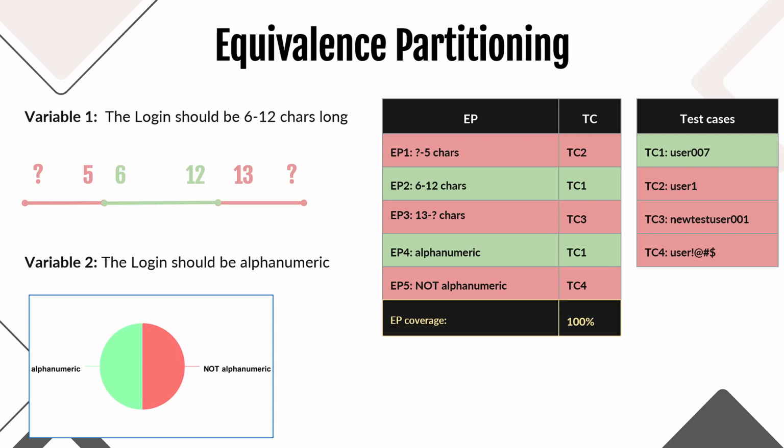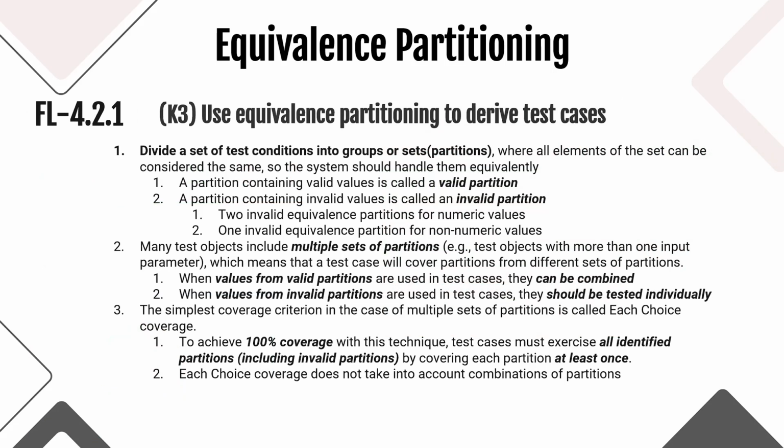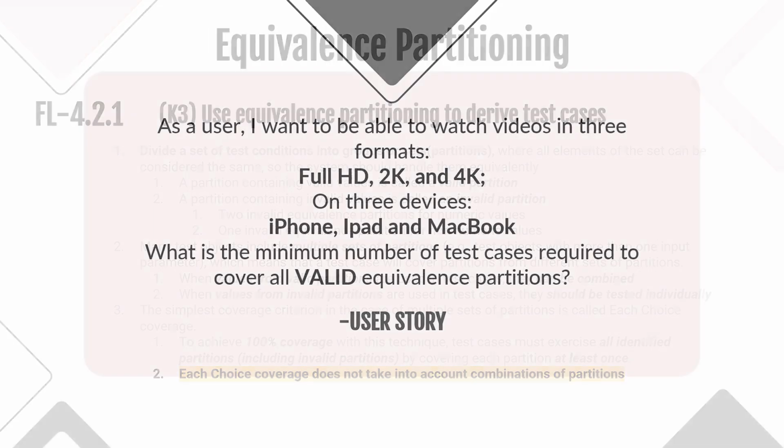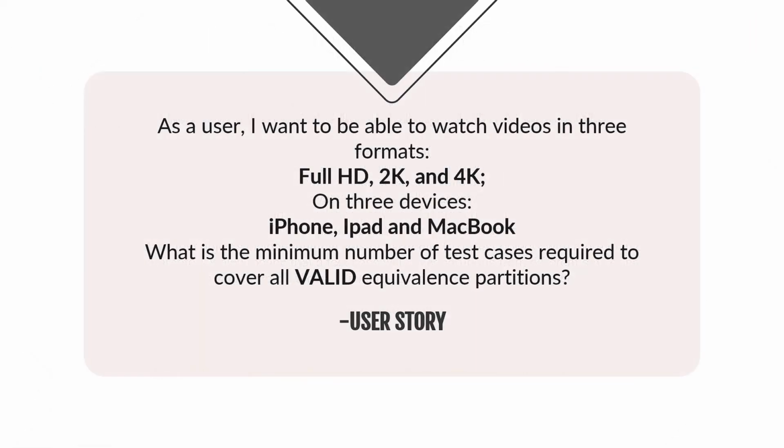We have discussed almost all the theoretical nuances of using the equivalence partitioning test design technique. There is only one sentence left, which brings a lot of confusion to many students. Each choice coverage does not take into account combinations of partitions, and we need another user story that will help explain it. Let's complicate the user story we discussed earlier. As a user, I want to be able to watch videos in 3 formats: Full HD, 2K, and 4K on 3 devices: iPhone, iPad, and MacBook.